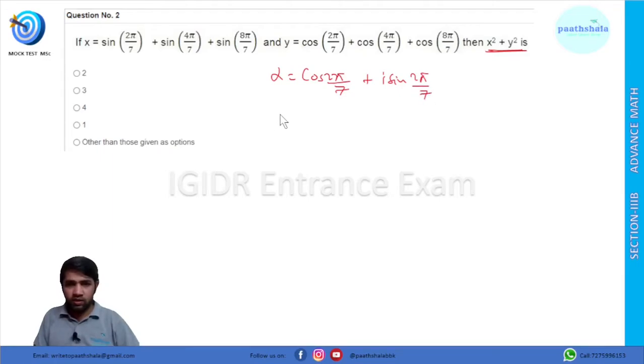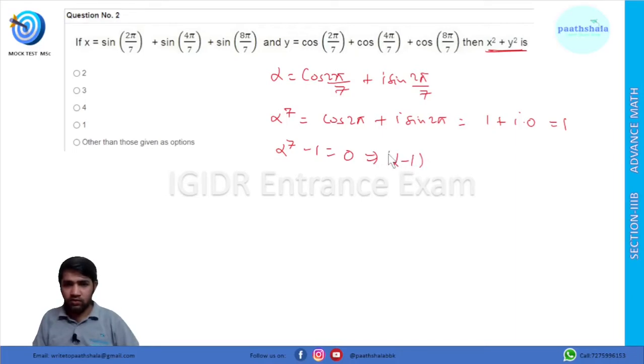So alpha to the power 7, using De Moivre's theorem, we will get cos 2 pi plus i sin 2 pi, so this value will be 1 plus i into 0, so ultimately this is 1. So alpha to the power 7 minus 1 is 0, which equals (alpha minus 1) times, in another bracket, alpha to the power 6 plus alpha to the power 5 plus alpha to the power 4 plus alpha cube plus alpha square plus alpha plus 1 equals 0.